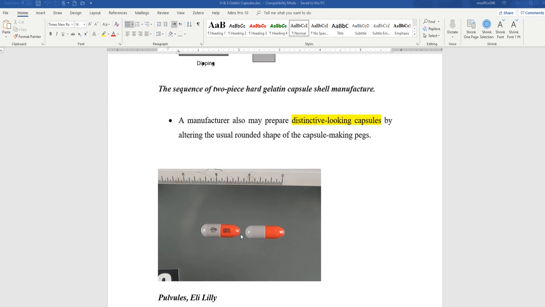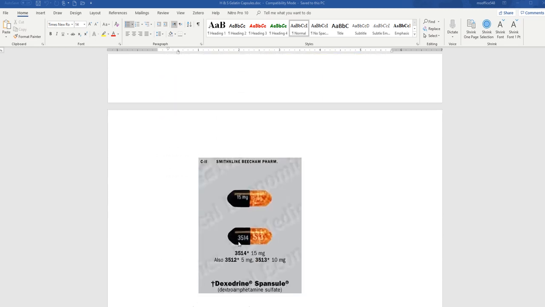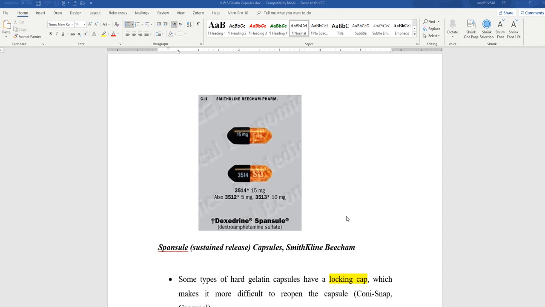Okay. Look also at this product. You will see that the body and the cap are tapered from the top. It's not like a smooth curve. It's more tapered. Okay. So I'm able to produce distinctly looking capsules by using the appropriate pins or pegs.